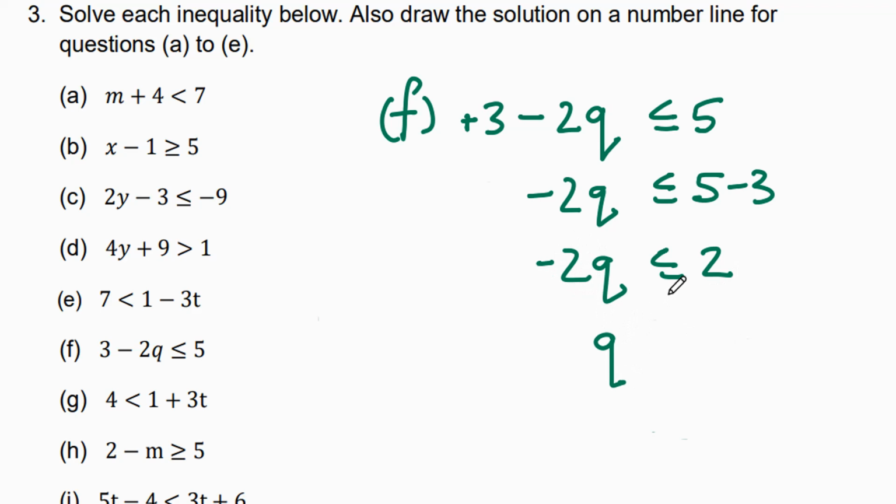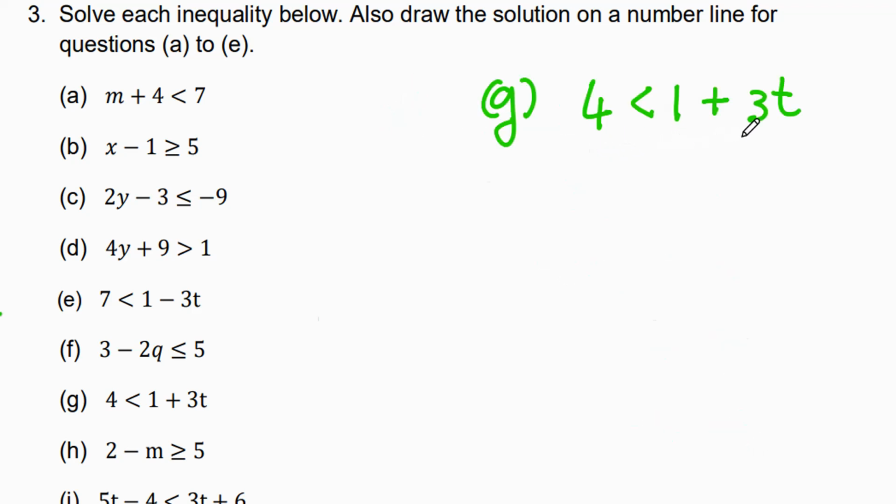But now, very important for inequalities. Whenever we divide or multiply an inequality by a negative number, it switches around. So we're going to divide the negative 2 into the right-hand side. So this inequality now becomes greater than or equal to. And then, of course, y is greater than or equal to negative 1.